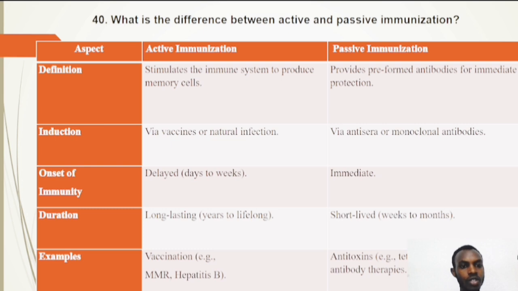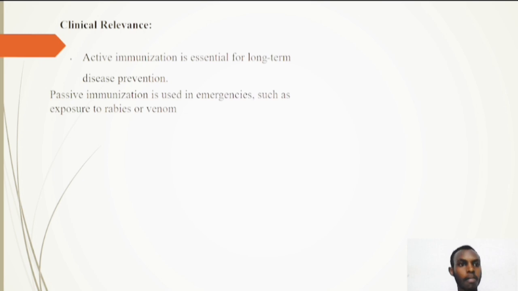And for duration, active immunization lasts a long time, like years, while passive immunization is short-lived, weeks to months. An example of active immunization is vaccination, for example hepatitis B. For passive immunization, examples are antitoxins, for example tetanus antitoxins, monoclonal antibodies, and antibody therapies.